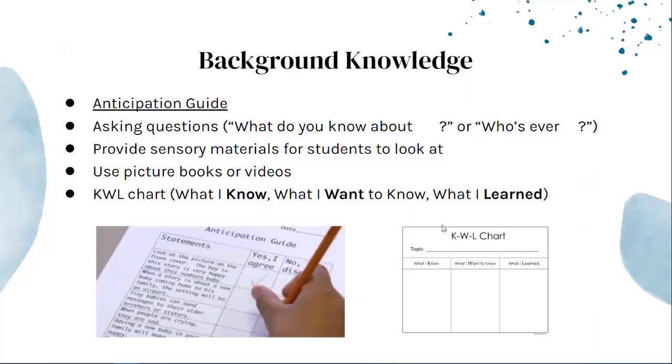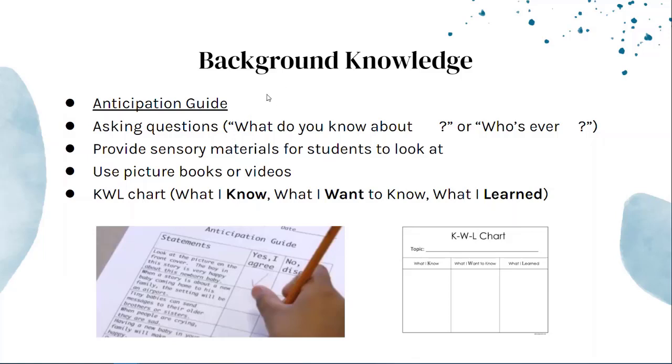There's of course this KWL chart that we know. So what we know, what we want to know, and then of course if you continue on with it, you want to do what I've learned from this book too. But asking questions is good. What do you know about, or who's ever done this?